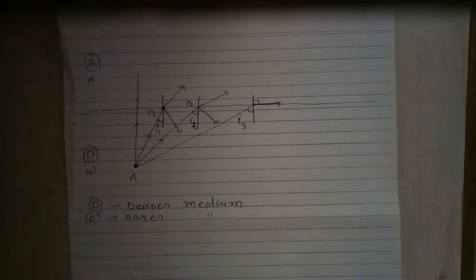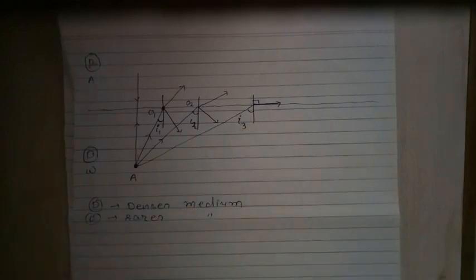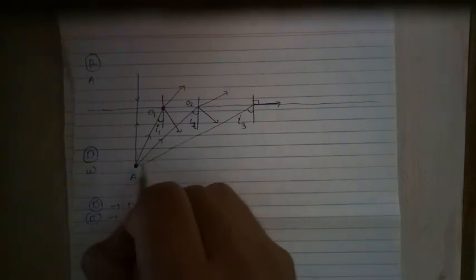Then this angle of incidence is known as the critical angle. So we can say the angle of incidence for which the angle of refraction becomes pi by 2 is known as the critical angle. If the angle of incidence increases still further, greater than the critical angle, then refraction is not possible. So the incident ray is totally reflected. This is known as total internal reflection.